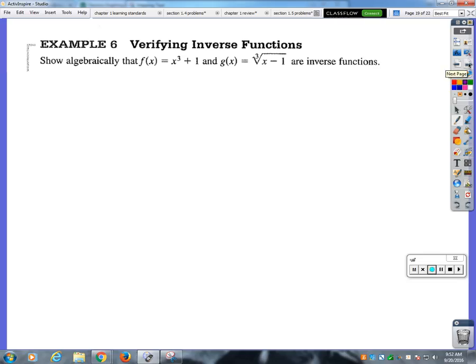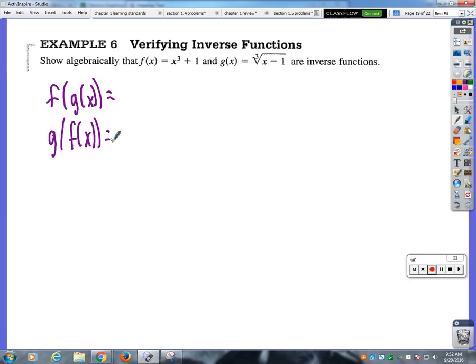So show algebraically that these are inverses. What I'm going to do is I'm going to figure out what f of g of x is, and then I'm going to figure out what g of f of x is. And what would I like those both to be? For those to be inverses of each other, what has to happen in the end? Okay, let's find out. So f of g of x, what do I plug in? Well, I already did plug in x to the g function. I got cube root of x minus 1. Now what?